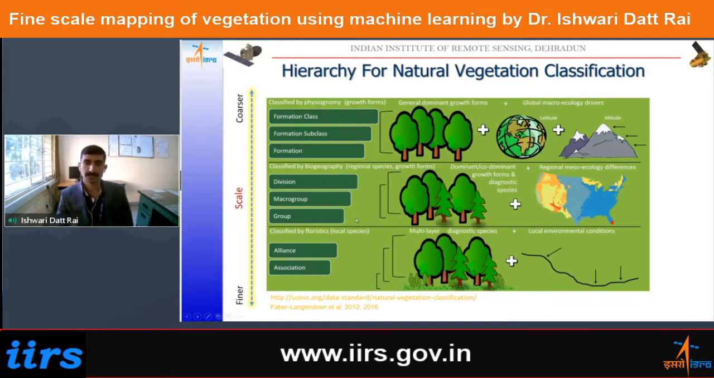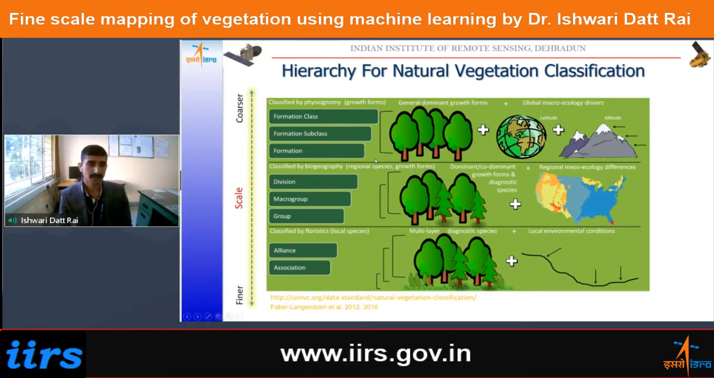So in case of the biodiversity conservation and the prioritization, because the management practices work more on the local scales, the finer scale classified vegetation types or units are more important when we consider the biodiversity conservation and the conservation prioritization.